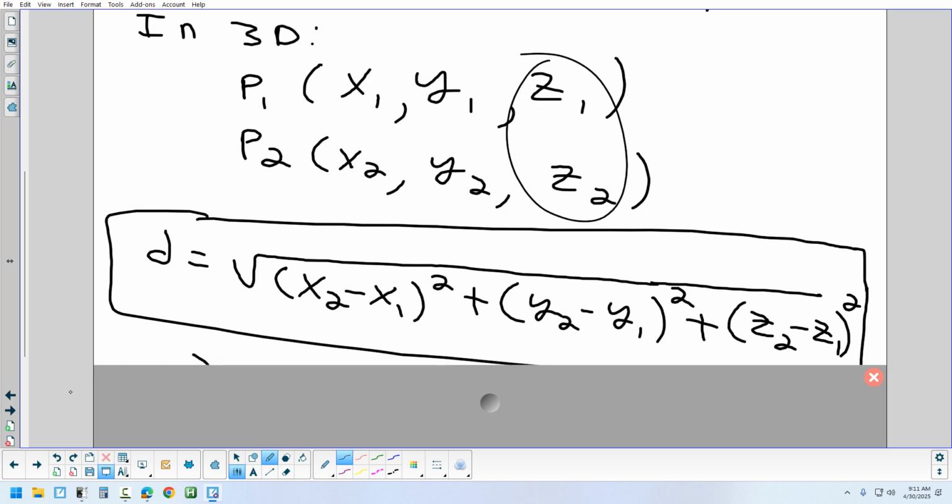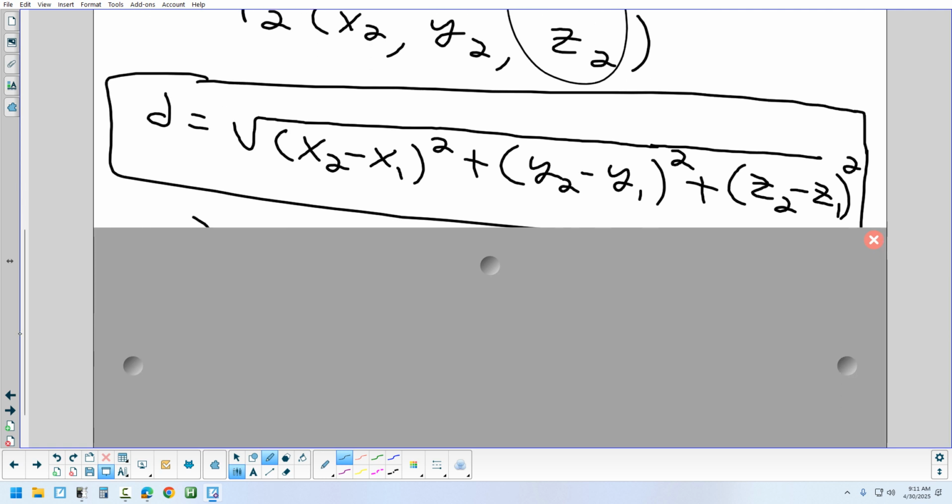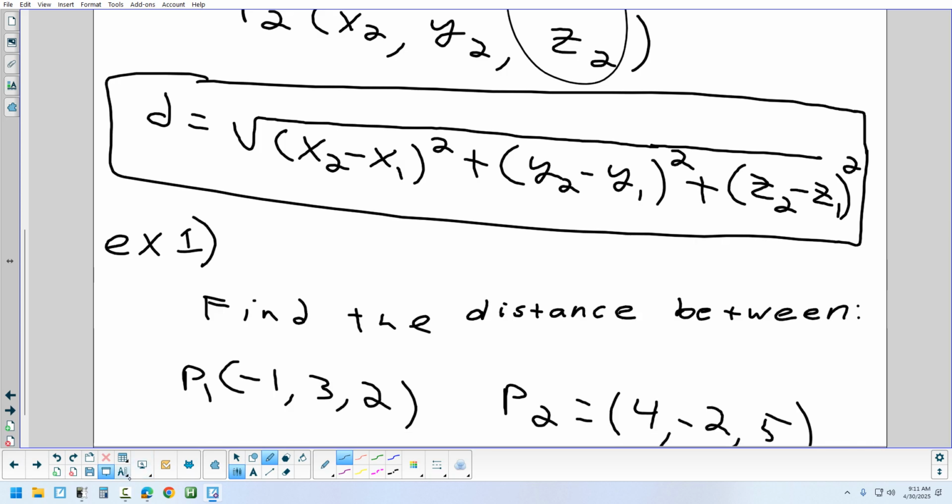Okay, so let's try an example where we find the distance between 2 points that are in 3D. Okay, so there's our 2 coordinates. In 3D, you still call those coordinates, just like you do in 2D. If you want to be more specific, you can call them ordered triples. In 2D, we usually call them ordered pairs. Well, that's an ordered triple.